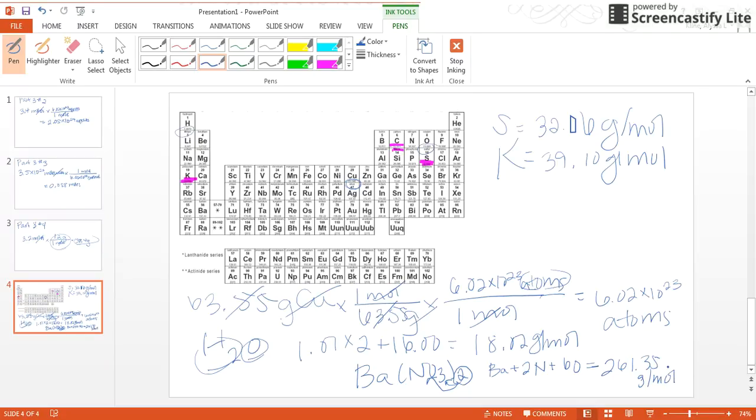So we need to be able to use these. We'll use them throughout the entire year. So make sure you learn how to do this now. Make sure you know what number you're reading on the periodic table. You're reading the one on the bottom, not the one on the top. The mass number is the one we want, which is the one on the bottom. Atomic number is that one on the top.